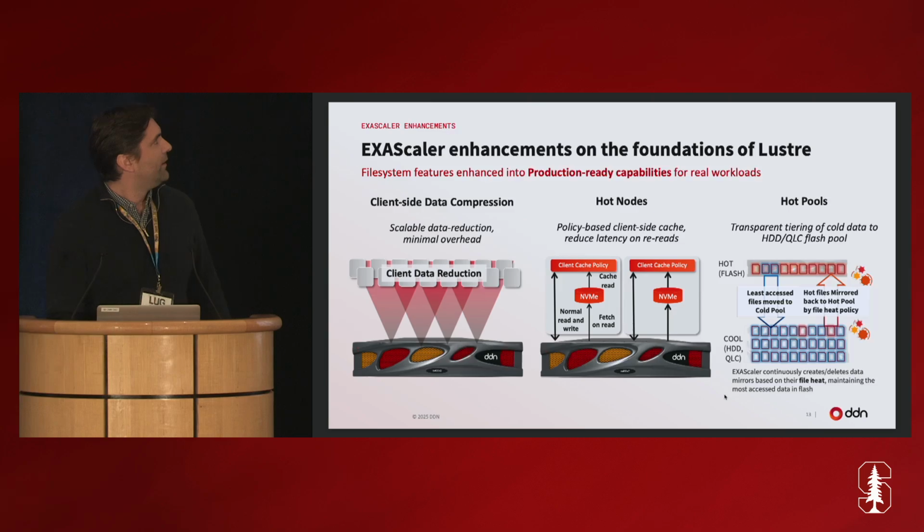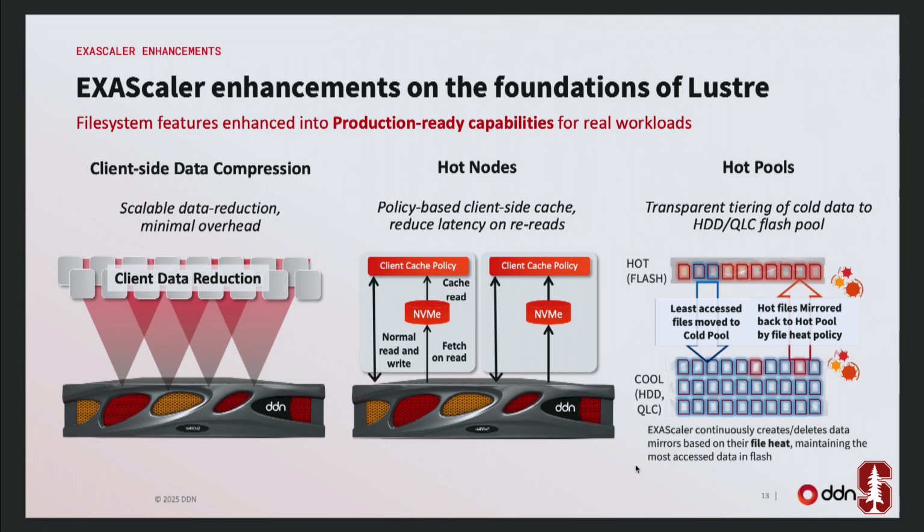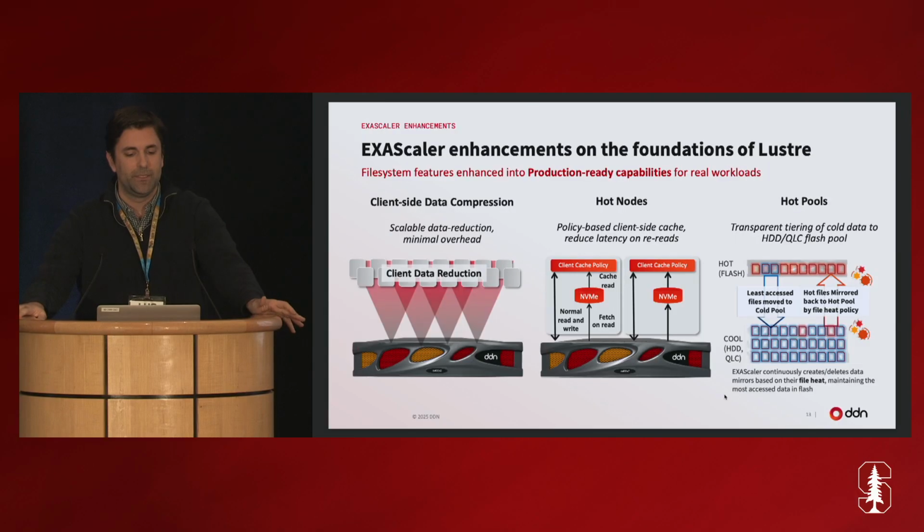Thanks, Ivan. Yeah, I was just going to use the last 5 minutes to talk about some of the additional enhancements that we provide within EXAScaler, some of the extra features that we provide on top of the foundations of Lustre. So I've highlighted 3 of these here. On the left, client-side data compression is one of the most recent. You may well have seen some talks about this at previous LUG events. This essentially provides users the ability to set up client-side compression at a file or directory level with great scalability that leverages the client CPU to do the compression.